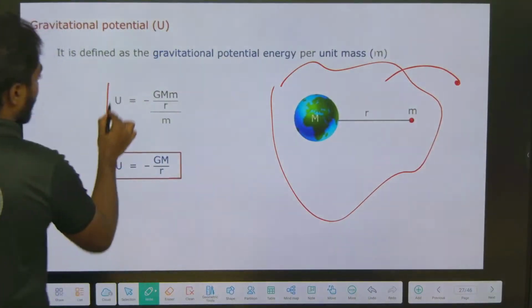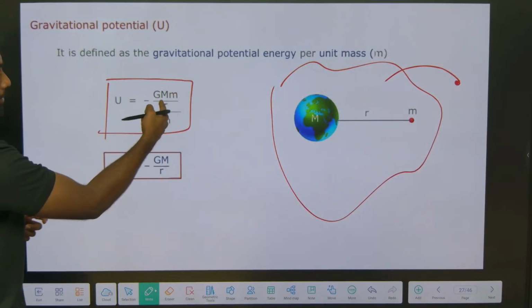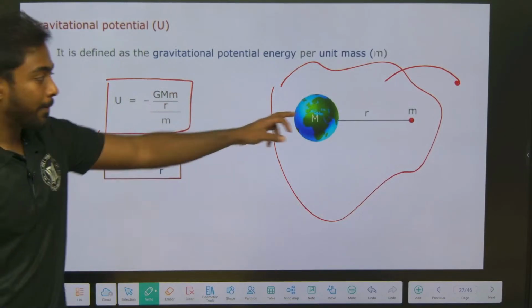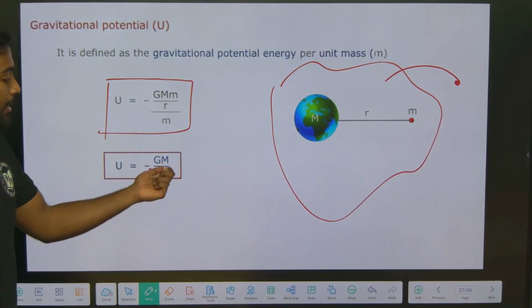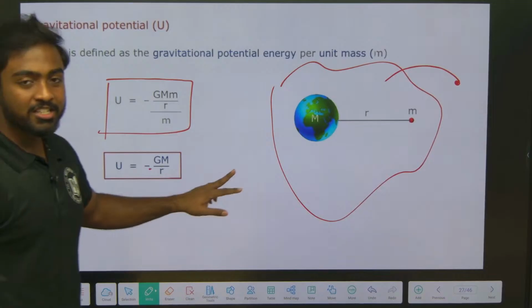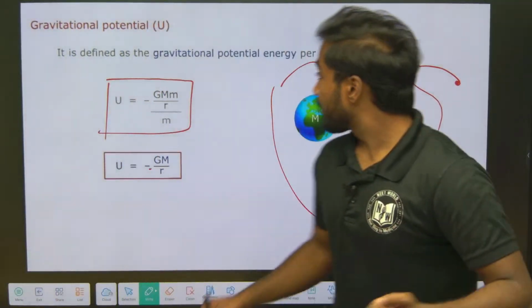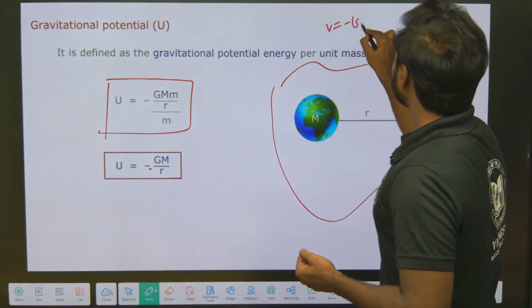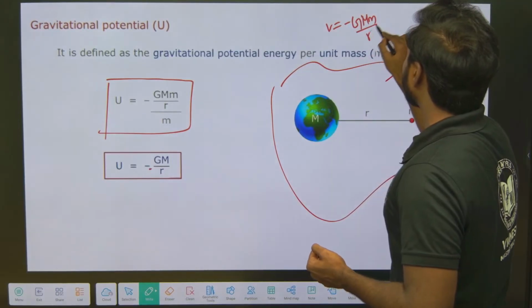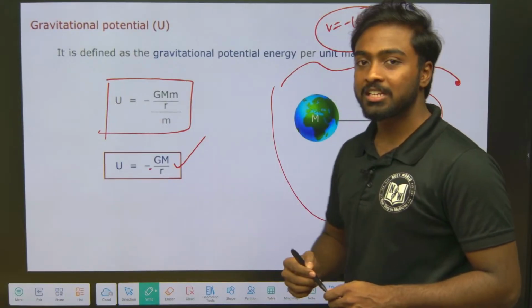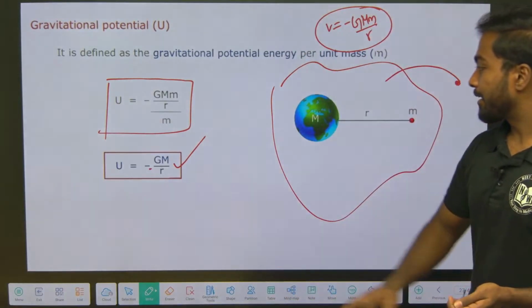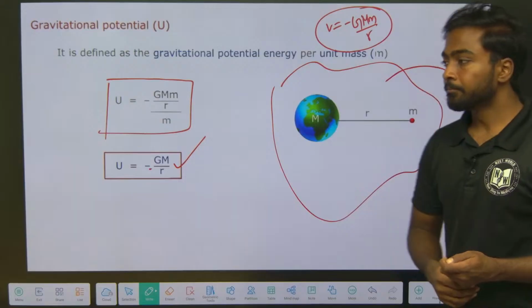So U is equal to minus GMm by r divided by the point mass m, right? So the final formula will be U equals minus GM by r. So this is potential, and the potential energy formula is V equals minus G capital M small m by r. This is the potential energy formula, whereas the potential formula is minus GM by r, right?